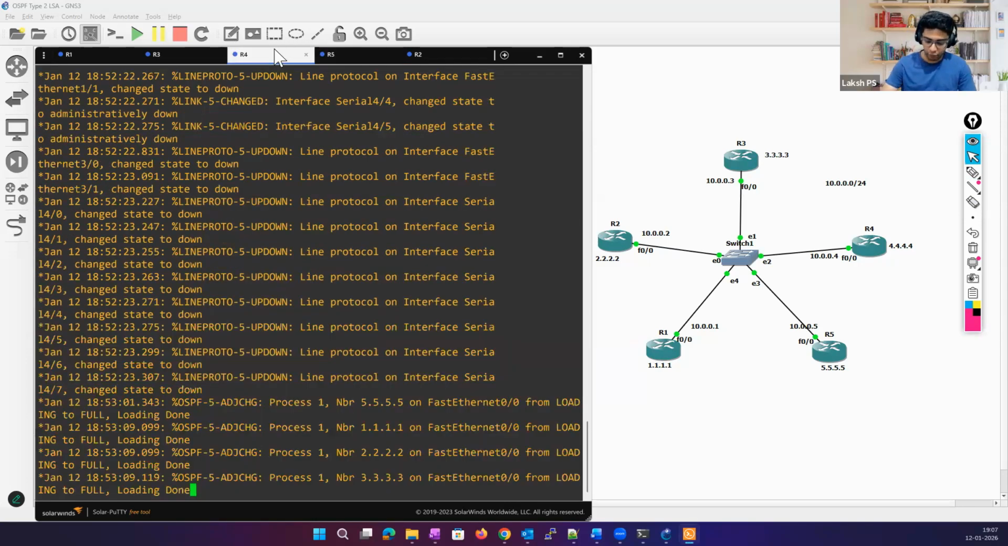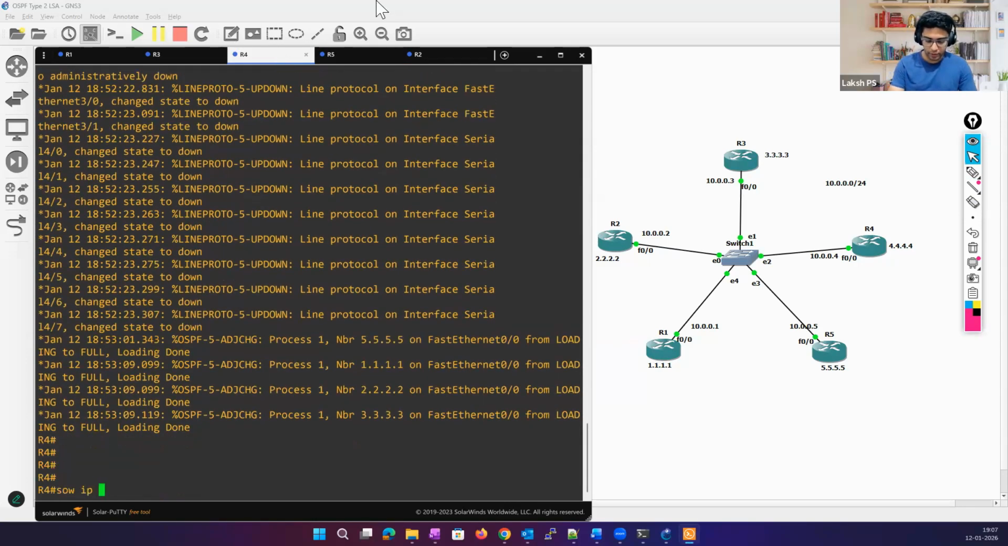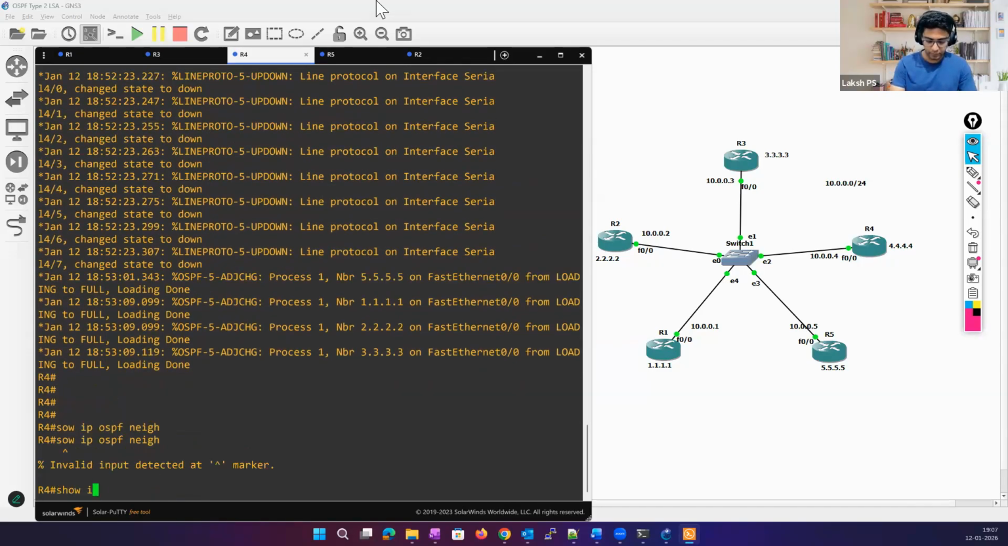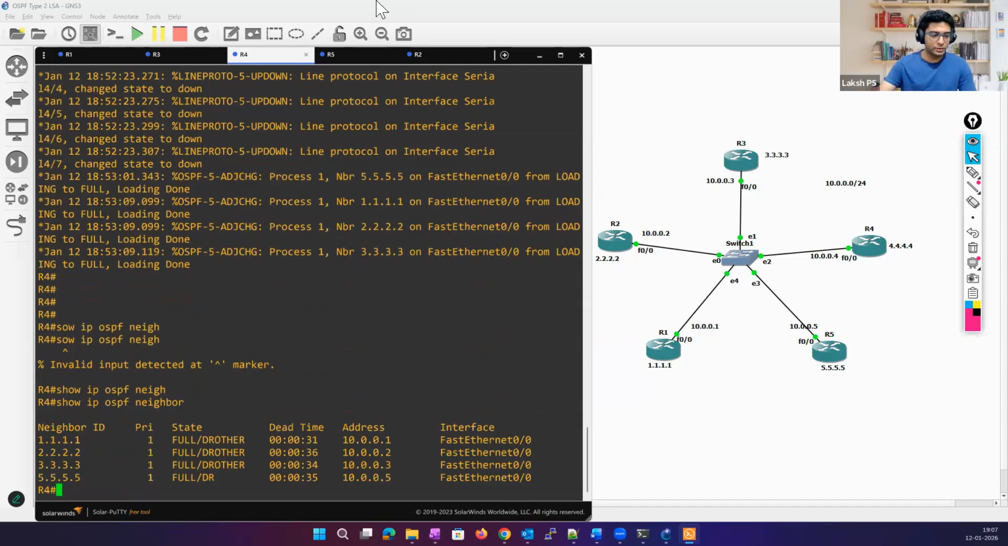R4 will also say, I have formed full neighborship. Show ip ospf neighbors. It has formed full neighborship with all the routers. You can see full. All the routers have formed full adjacency with the DR and BDR. Right, DR and BDR.